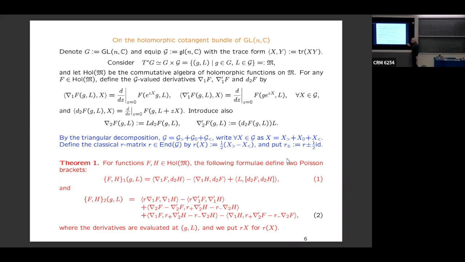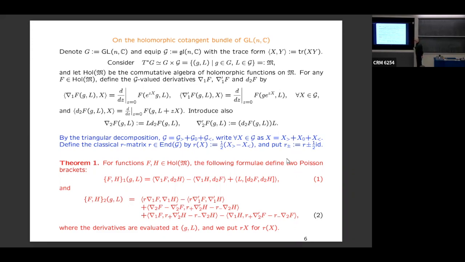And then I will also use the standard Drinfeld-Jimbo type R-matrix. So this gl(n,C) is decomposed into upper triangular, diagonal and strictly lower triangular parts, and then the difference of two projections is this basic solution of the modified classical Yang-Baxter equation.